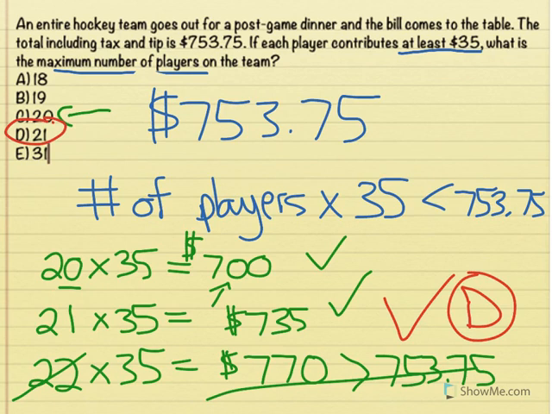The key to this problem was understanding how at least $35 and maximum number of players intertwined. You want to get as close to 753.75 without going over. Reading that question carefully is the first key, and then understanding your mental math to not spend too much time on multiplication. Start with 20 and then go either side of that.